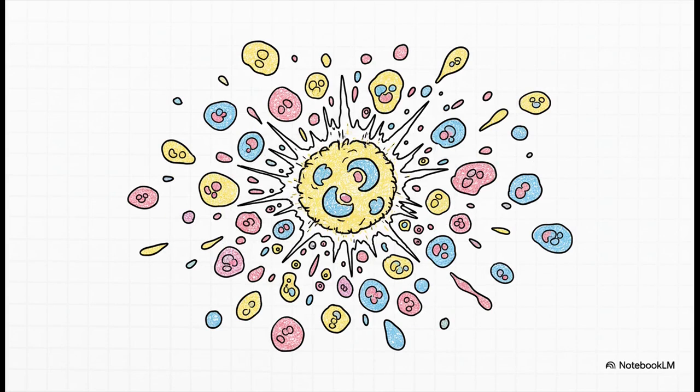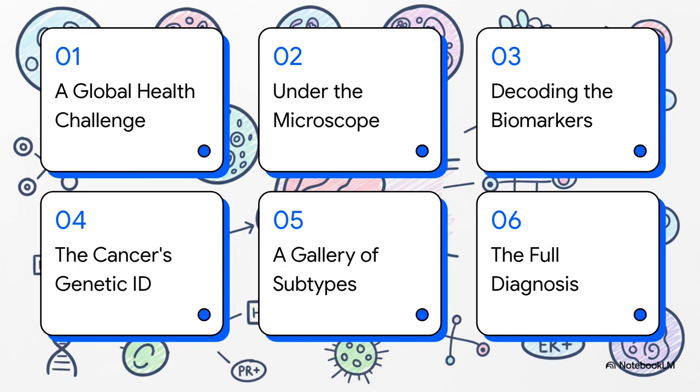But, and this is the most important point of our entire discussion today, not all breast cancer is the same. It's not one single enemy. No. It's what we call a highly heterogeneous disease. It has many, many different faces. And our job today is to understand all its different avatars, you could say, and figure out how to tell one from the other. So here's our plan of attack for today. First, we'll look at the global picture. Then we'll go under the microscope.